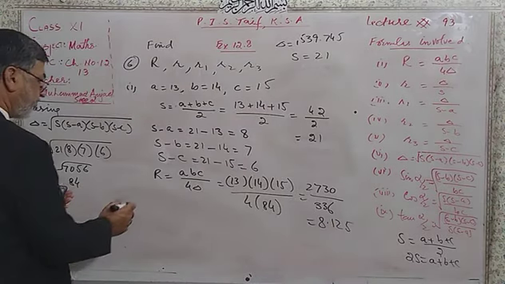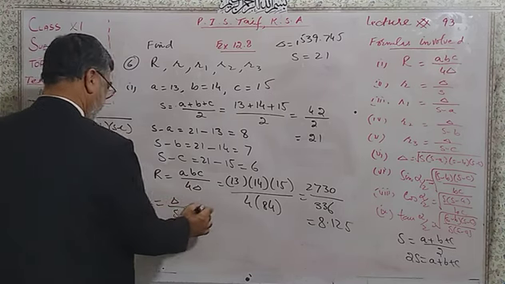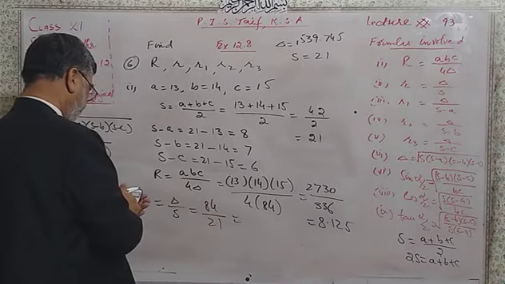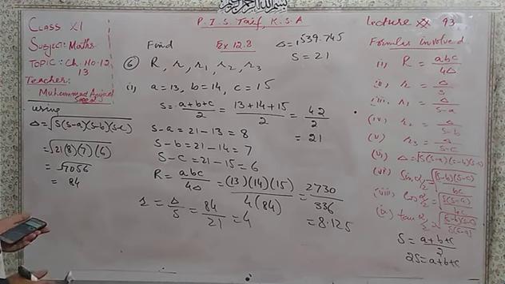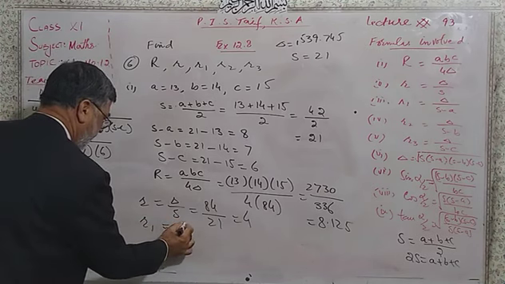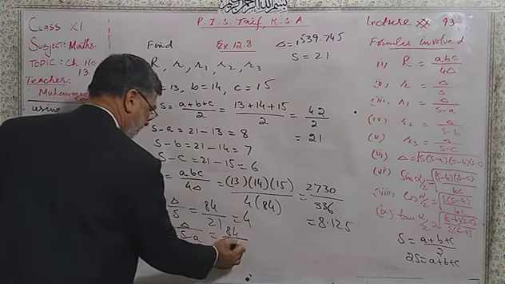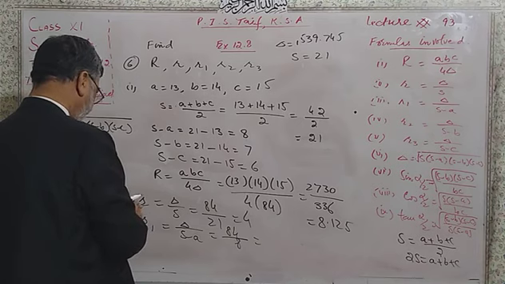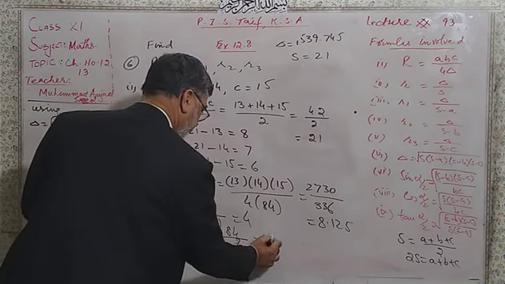After that, small r is equal to delta over S. Delta is 84 and S is 21. 84 divided by 21, so we will have 4. R1 is delta over S minus A. 84 over S minus A, which was 8. Divided by 8, we can have 10.5.